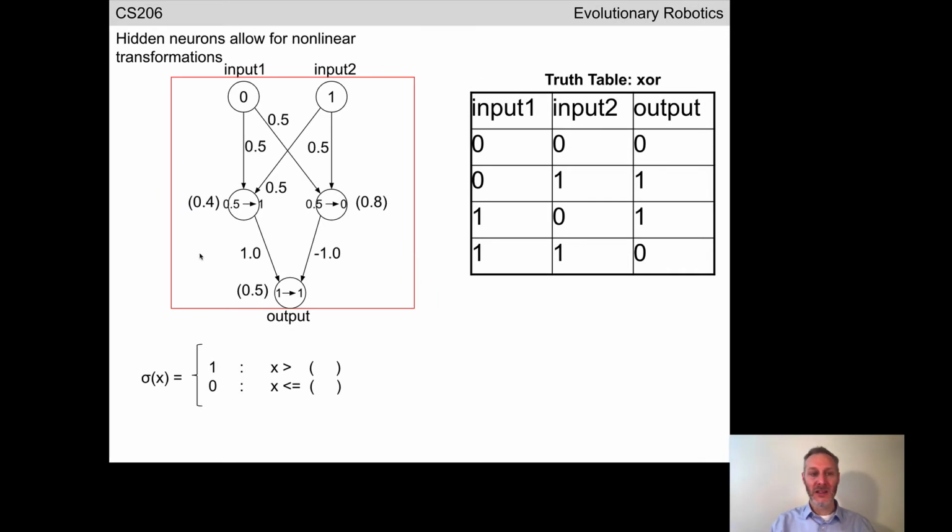Okay. So let's have a look. There are different settings that will allow you to do this, but we're going to just borrow what we did before. We've got 0.5 and 0.5 flowing into our OR function here. And if we set a threshold of 0.4, as we saw before, that means that this neuron will compute the OR function. We want to compute the AND function over here.